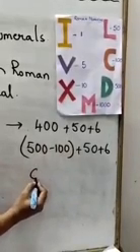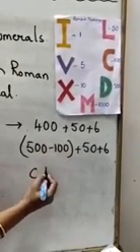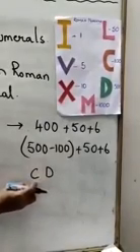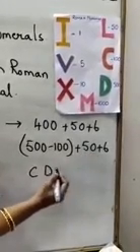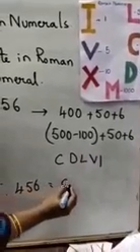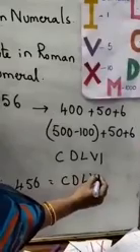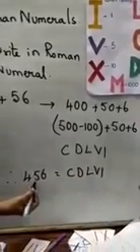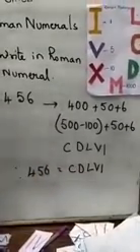See, 100 stands for C, 500 stands for D. So C is written before the D, the greater value. 50 is L, 6 is V and I. Therefore, 456 is equal to C, D, L, V, I. This is called Hindu Arabic numeral and this is Roman numeral.